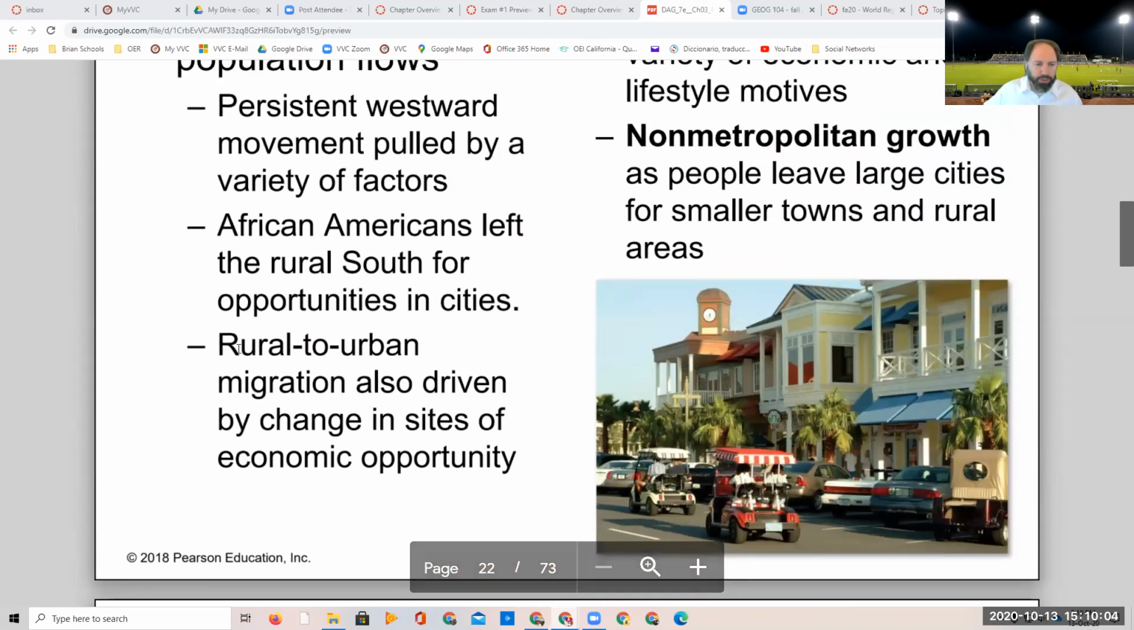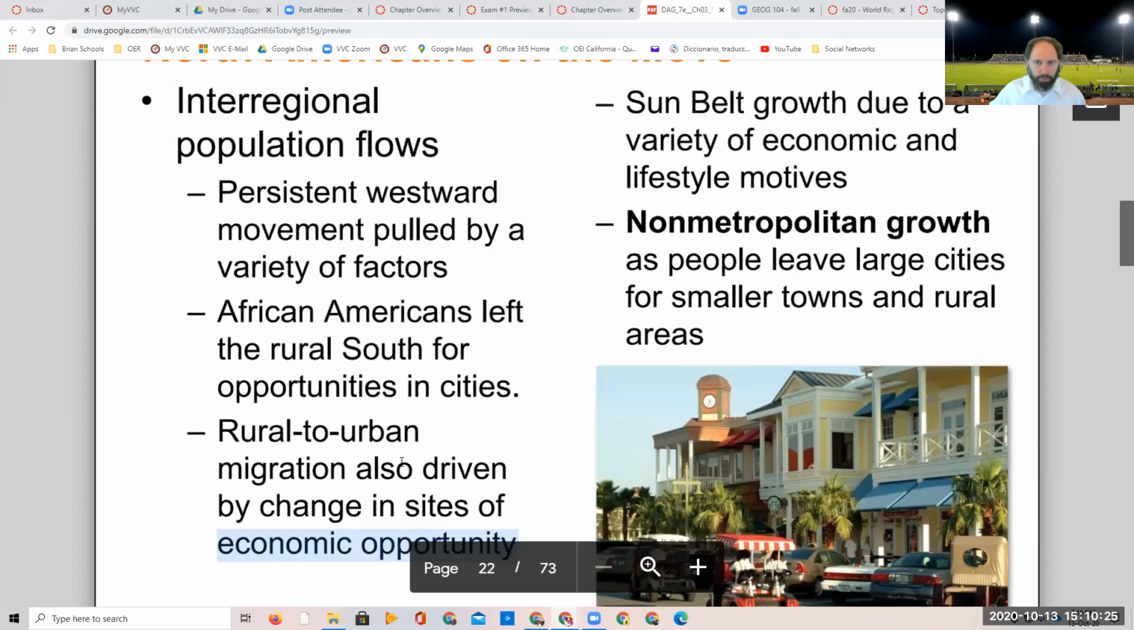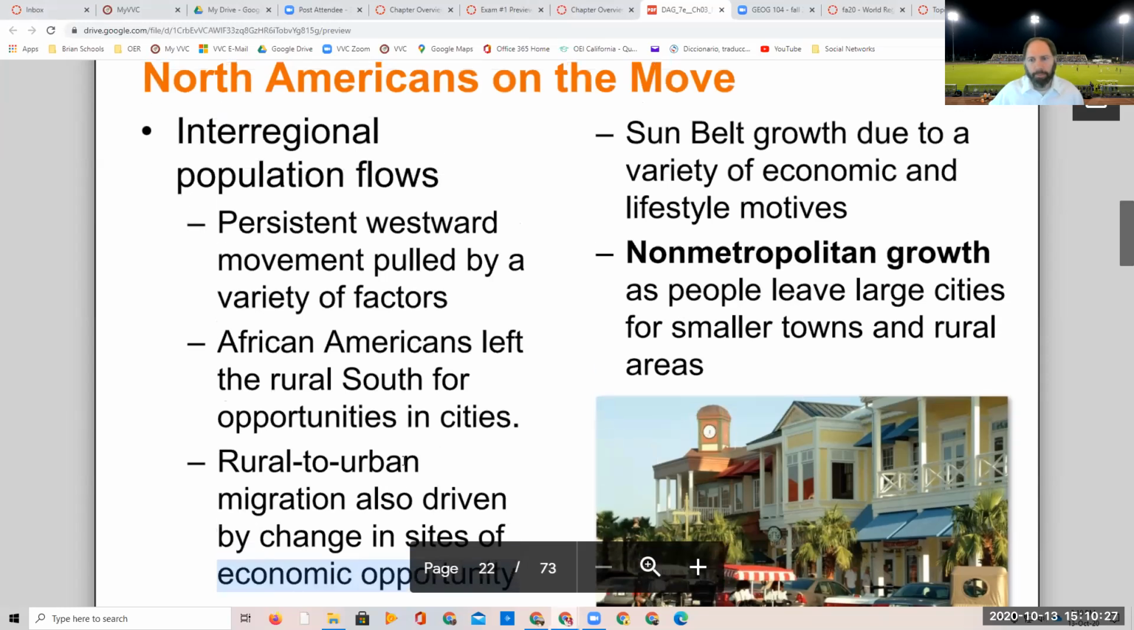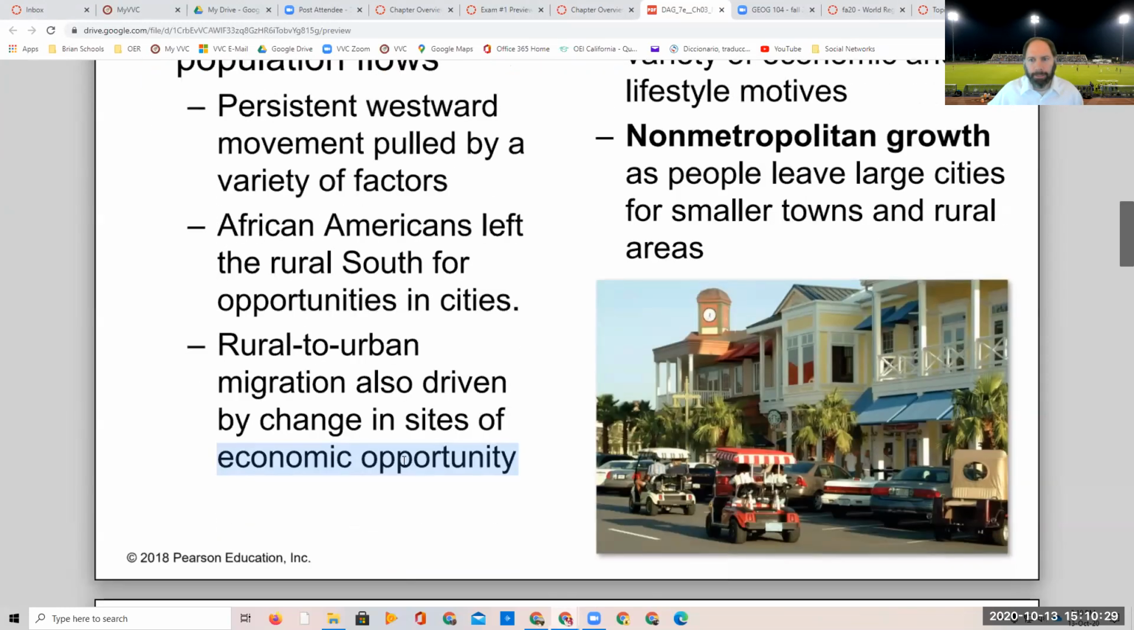Okay. We're also seeing a lot more rural to urban. So people are leaving, as Oslin was saying earlier, leaving the countryside where there's not much going on, not many young kids, and they're going to the urban areas because of economic opportunity. That's the big key, economic opportunity, i.e. jobs.